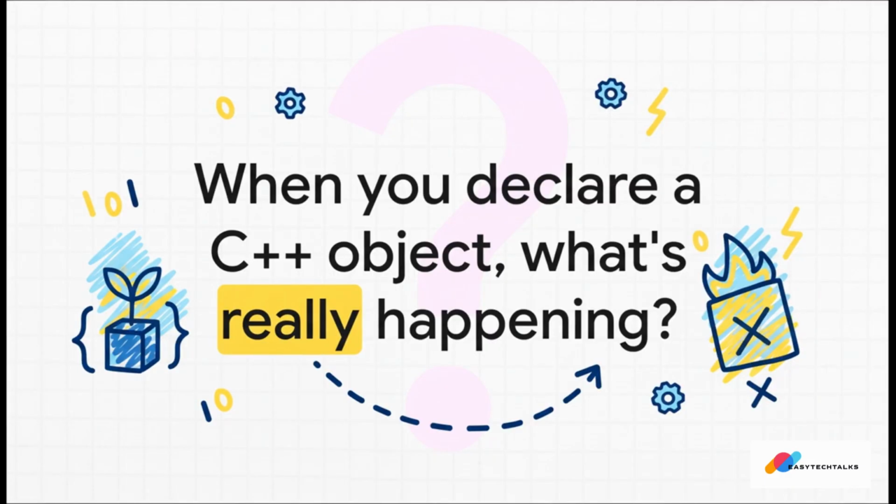So you've probably typed a line like complex C1 a million times, right? But have you ever really stopped and thought about what the compiler's doing for you? That simple little declaration starts a precise, hidden process, a whole life cycle really, to make sure your object is born, lives, and gets cleaned up perfectly. So what is going on under the hood?